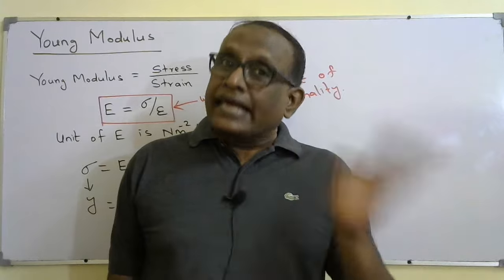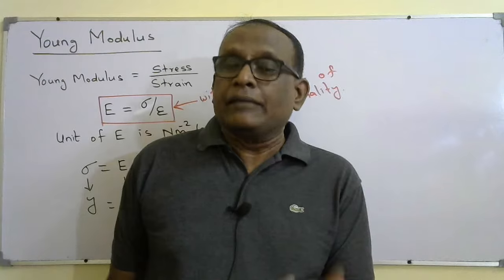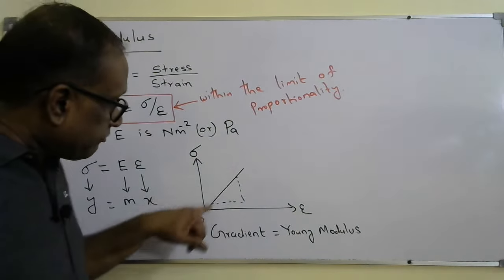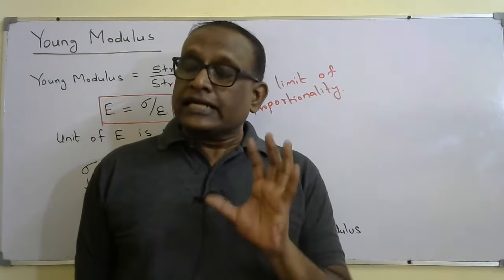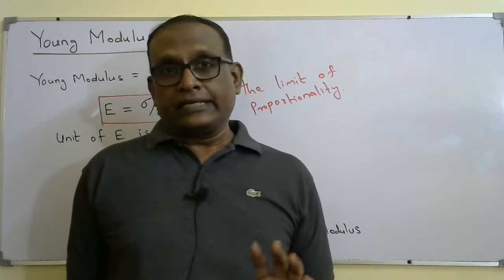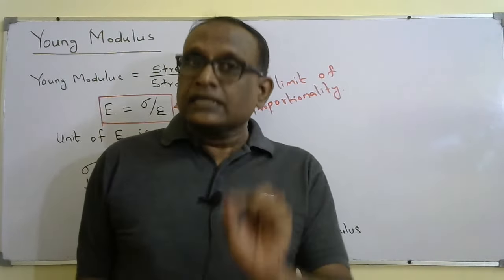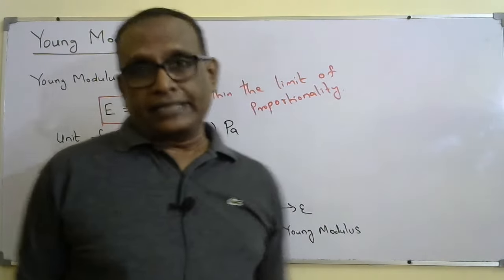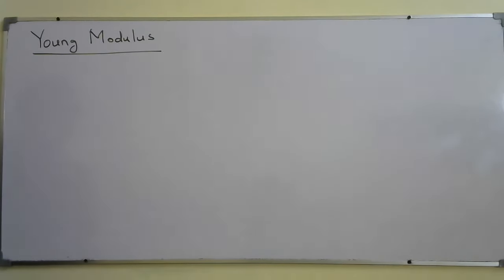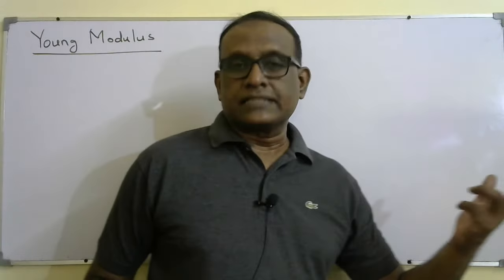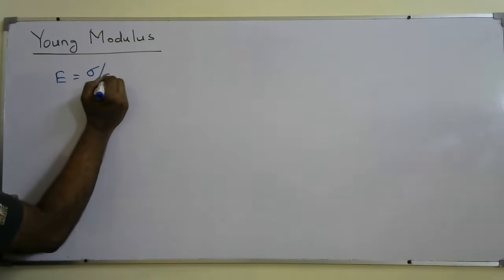So even if the materials are the same, K could be different for two different springs made of the same material. But the Young modulus does not depend on the dimension of the material. It's constant for a given type of material. Remember that it is independent of the dimension of the material. Okay, so we know that Young modulus is given by stress divided by strain.